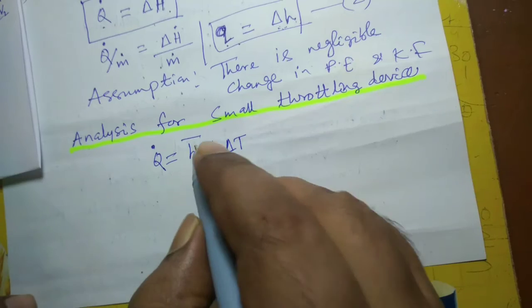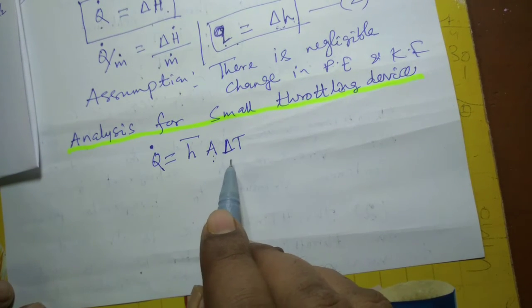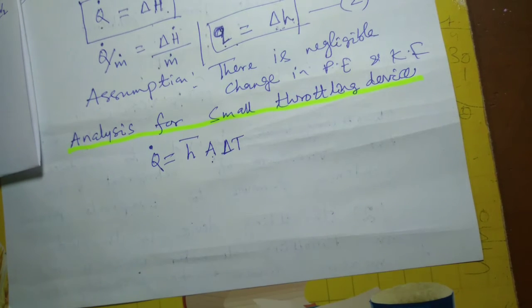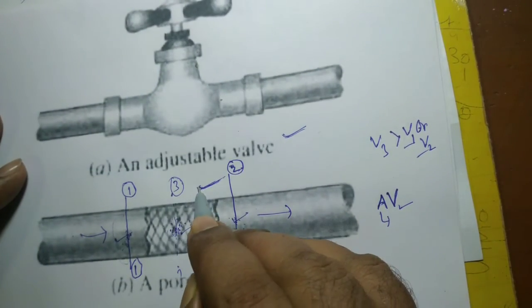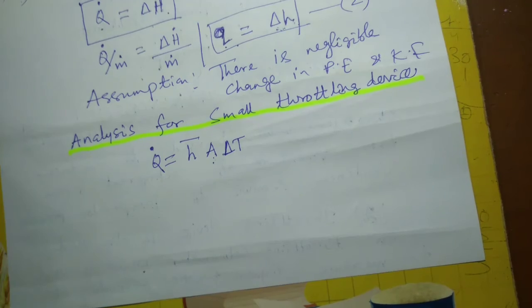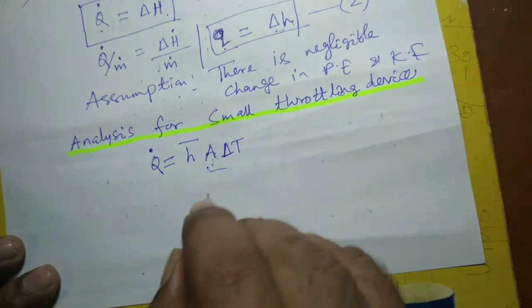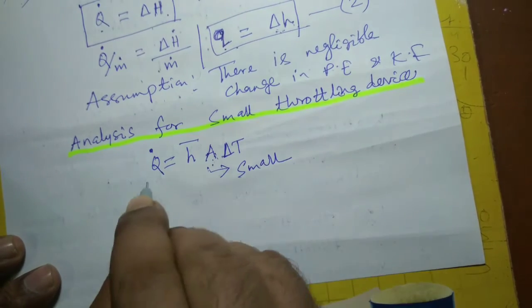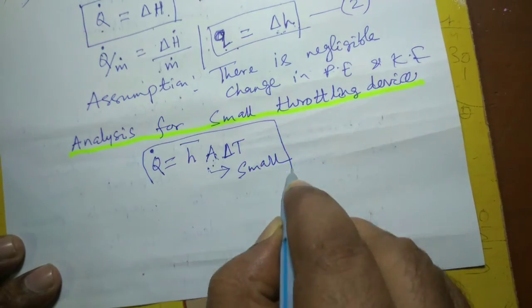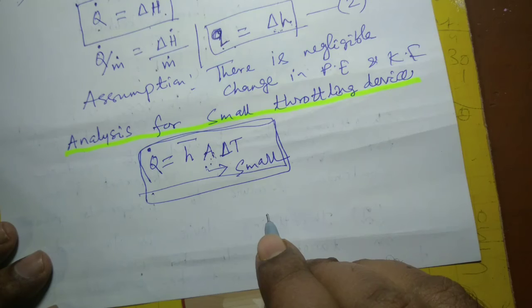H bar is the average heat transfer coefficient, A is the surface area, and delta T is the temperature difference between the body and the surrounding. Here, it is the temperature difference between the valve and the surrounding. So it will obviously depend upon surface area, and for a small throttling device, the area will be small. Obviously the Q dot will then be small. Q dot will be negligible for a small throttling device.